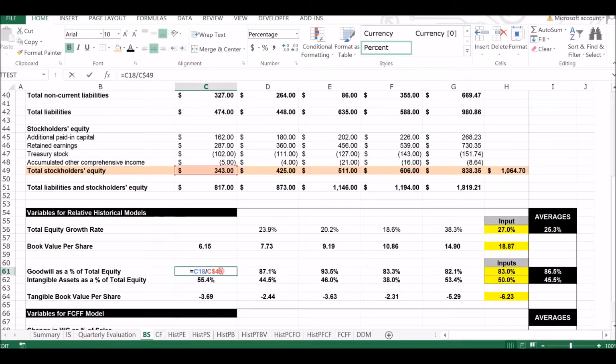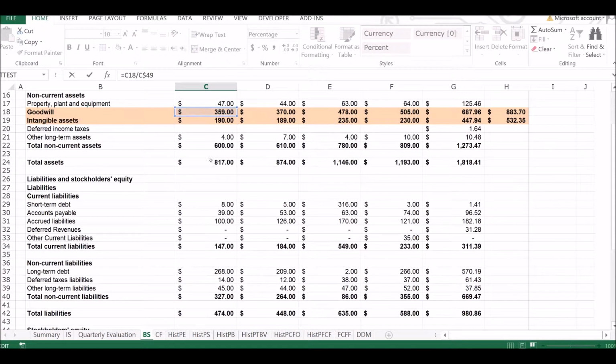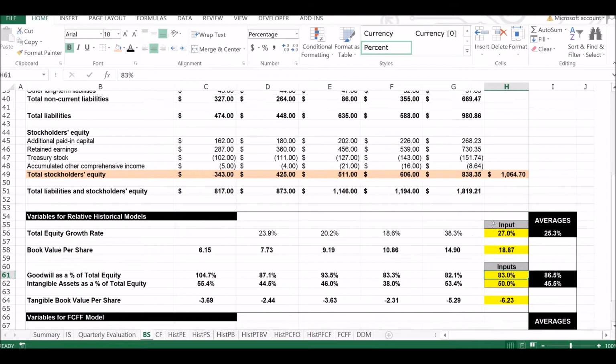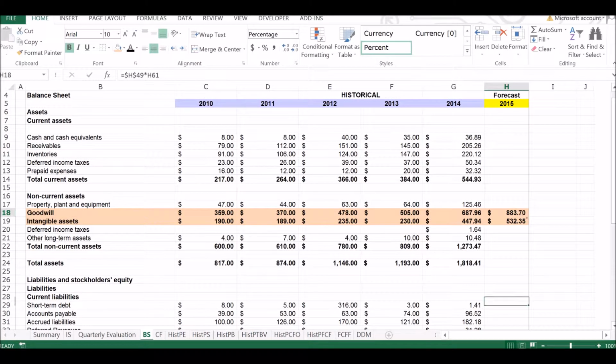So for this, it is that particular year's goodwill divided by the total equity. Now, this you're going to use in order to forecast the coming year's goodwill and intangible assets. Now, if your company has purchased another company through an acquisition, you may have some justification for increasing goodwill as a percentage of total equity. But this, again, is just an example, so it's something that you're going to need to consider.